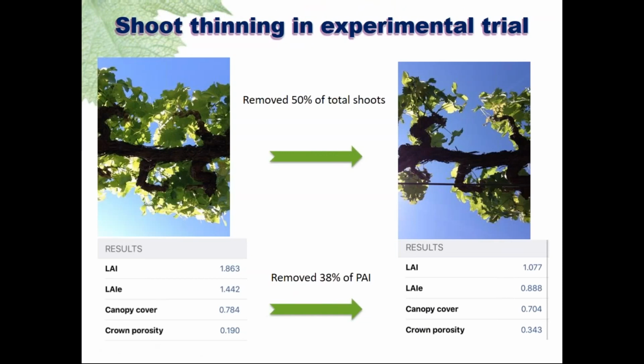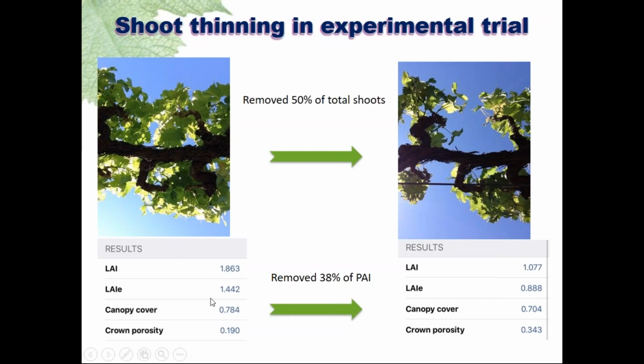Now I'd like to just show you quickly some of the results on how to use VitiCanopy for management. For example, here I have images taken before and after shoot thinning. This comes from my trial at the Waite campus, where I applied shoot thinning by removing 50% of the shoots before flowering. What I do is count the total number of shoots and get rid of exactly 50%. You see the results from VitiCanopy at the bottom.